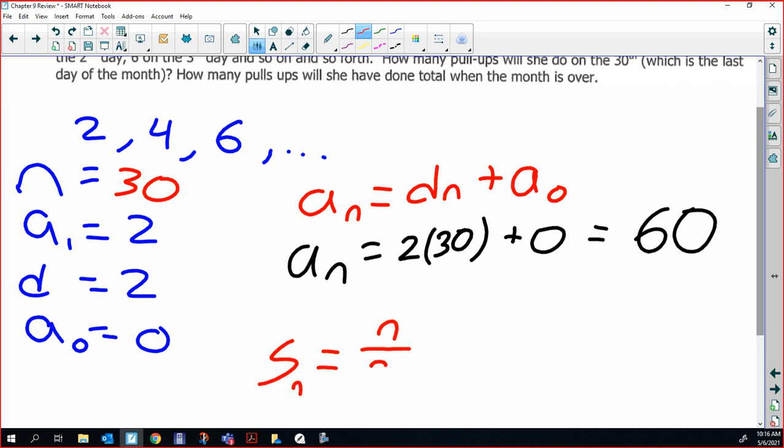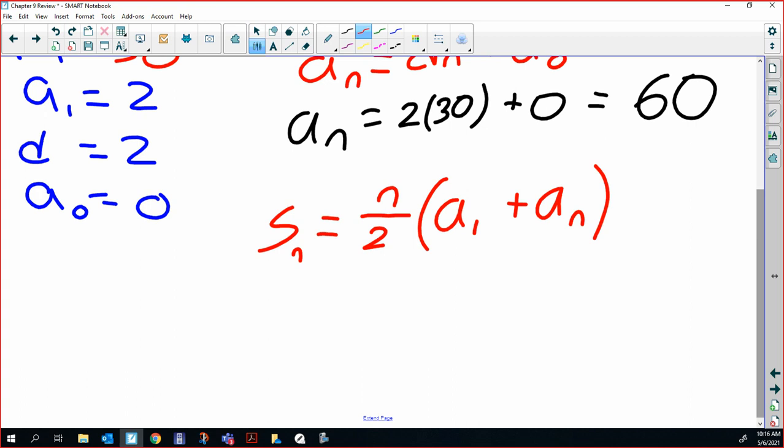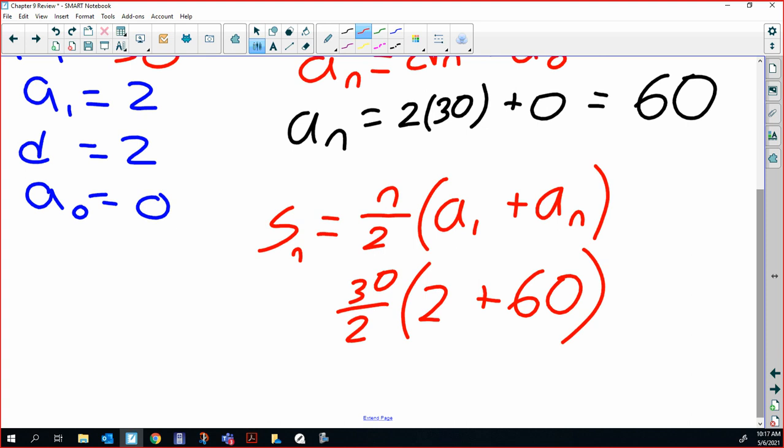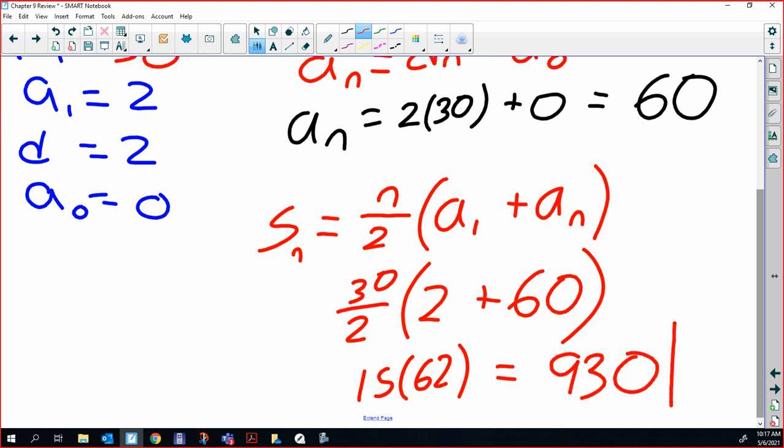N divided by 2, first one plus the last one. We know all these numbers. 30 divided by 2, first day was 2, the last day is 60. So that's 15 times 62. 930 pull-ups for a month. That's a lot.